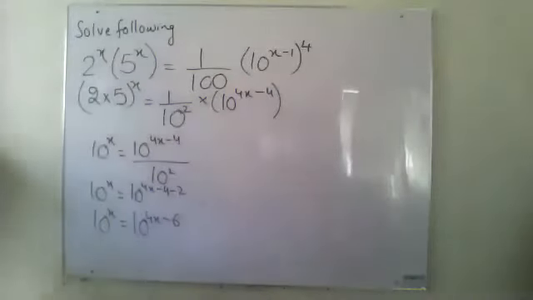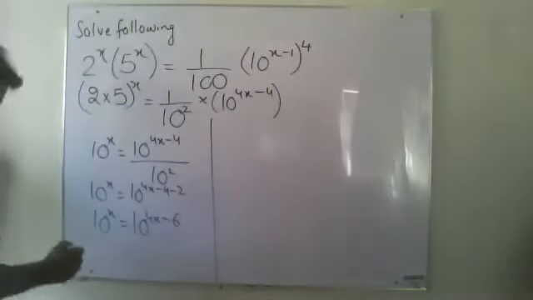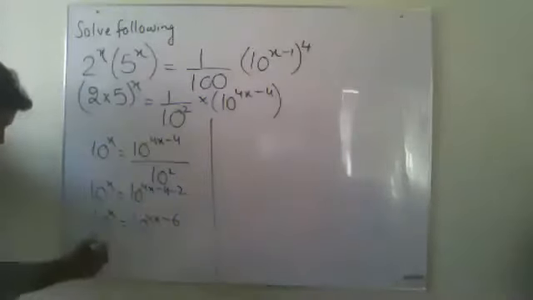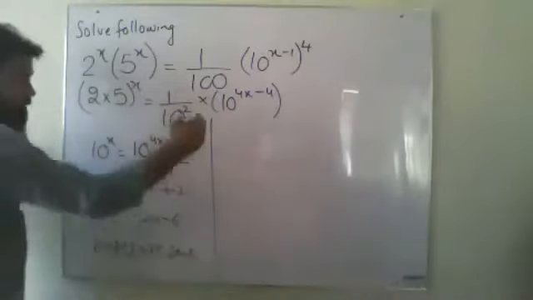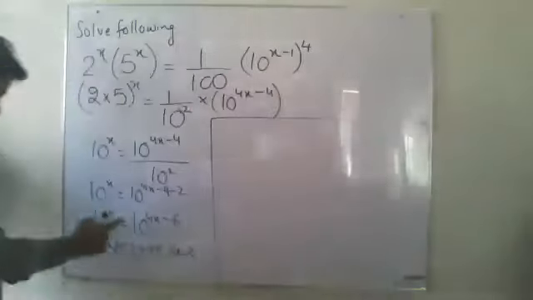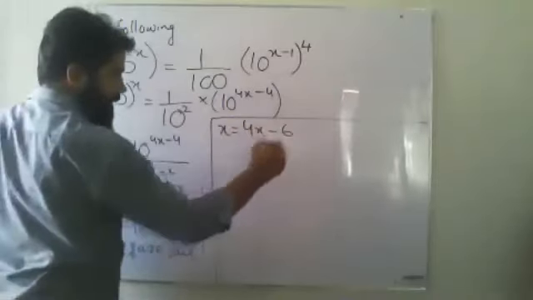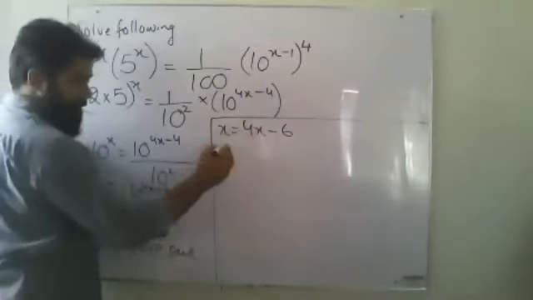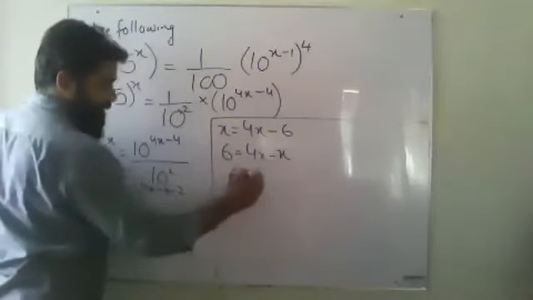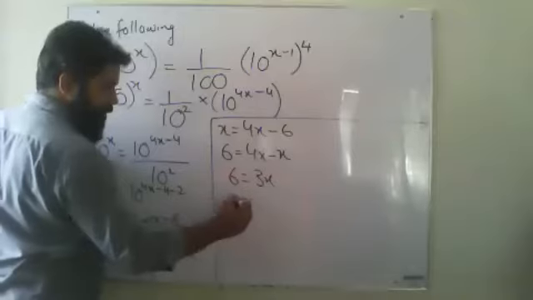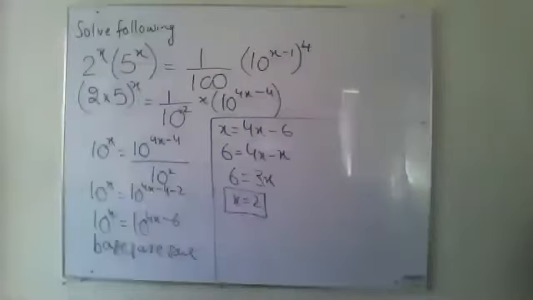Right? After this, if I will simplify it further, bases are same. Bases are same. So powers will also be same. x equals to 4x minus 6. Minus 6 shifted over here. 6 equals to 4x minus x. 6 equals to 3x. x equals to 2. Okay, so this is how you can solve it.